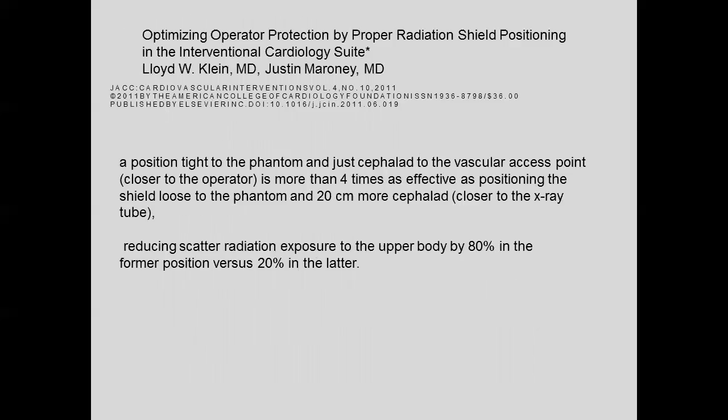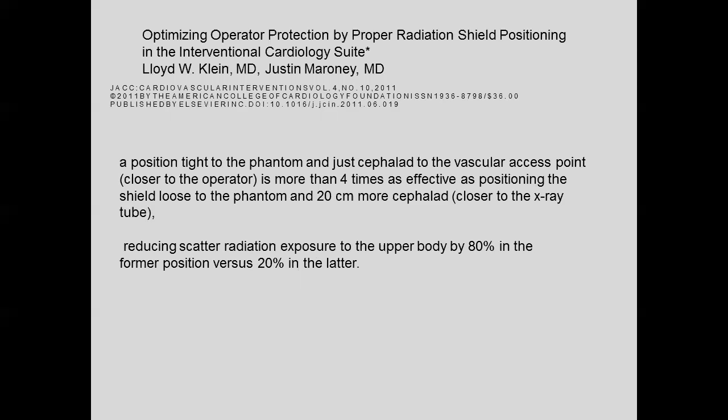Okay. Upper lead, this was an interesting article, Optimizing Radiation Protection for the Operator. I see a lot of people position the lead right at the image receptor or right next to the C-arm. This article says it should be right next to your hands. Okay. It's a little more inconvenient, but it's going to reduce the amount of radiation you get to your head by about 4 times. So once you get your femoral access and you're working, get that lead as close to your hands and as tight to the patient as possible.